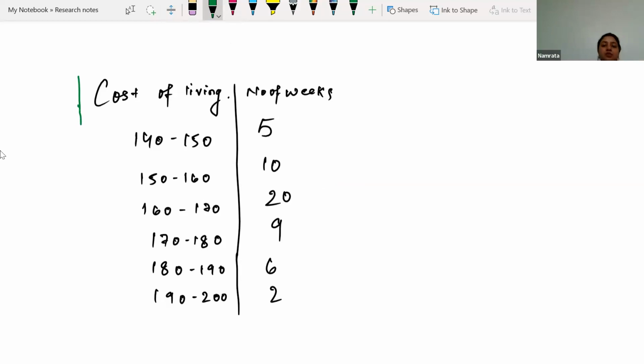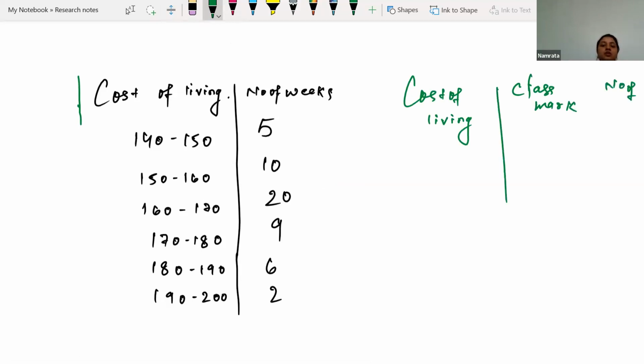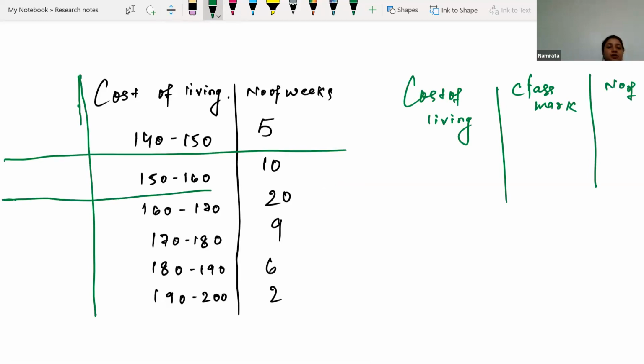That column will look like this: cost of living, here class mark, and next will be number of weeks. This way you can make your column. I am going to make it over here only, because on the right I am going to plot the graph.